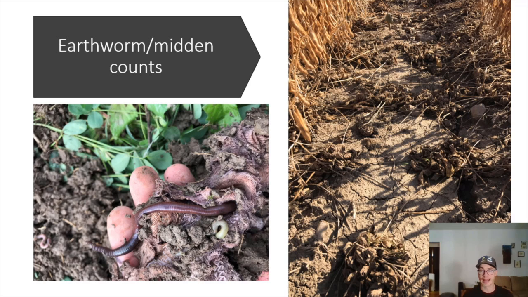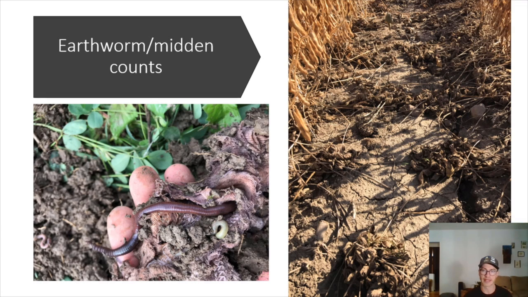Next, we'll move to counting worms, and I really like worms. I'm a big worm nerd. There's two different ways you can do this. One is just to actually count worms in a spade full of soil, so about 8 by 8 by 8 inches of soil, and actually sifting through it and counting the worms that you find.